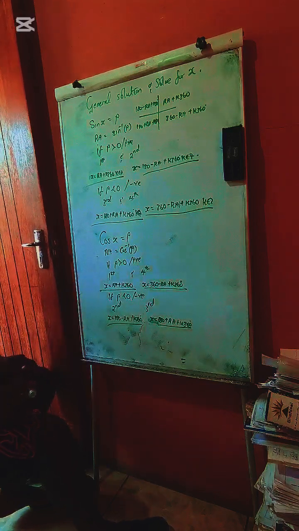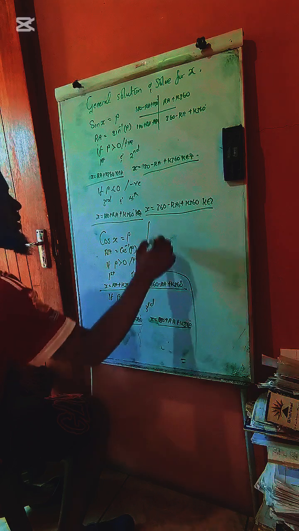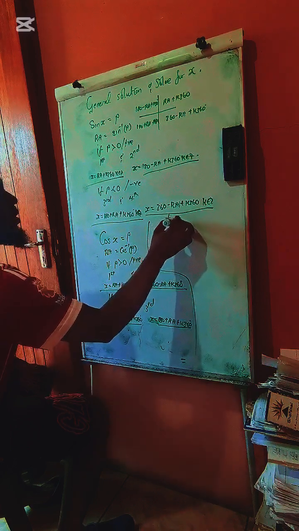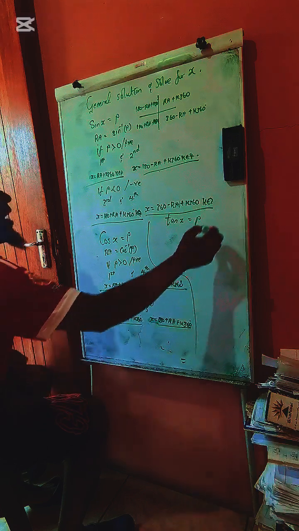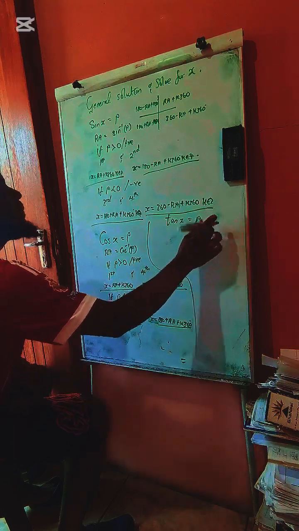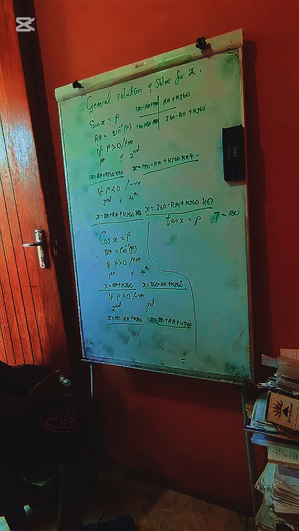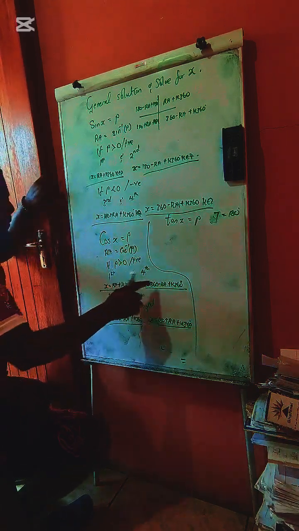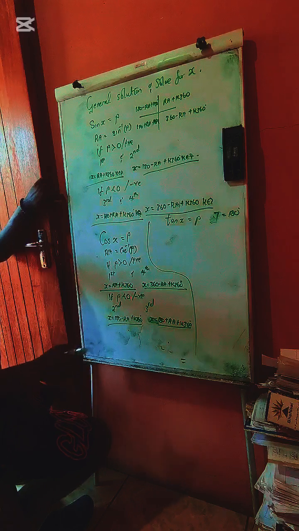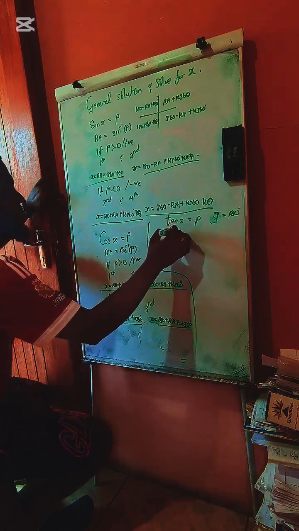For tan, tan is different from these ones. Tan of x equals p. The period for tan is 180 degrees. For a complete cycle of a tan graph, it's 180 degrees. So where we were putting 360, we are putting 180.